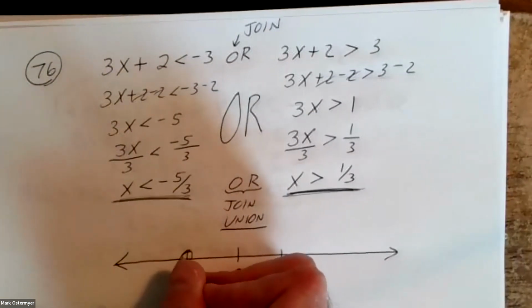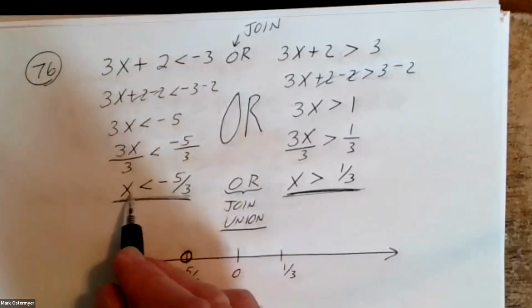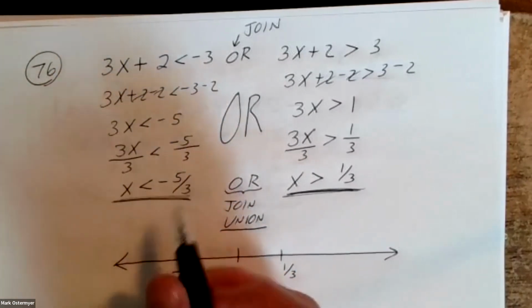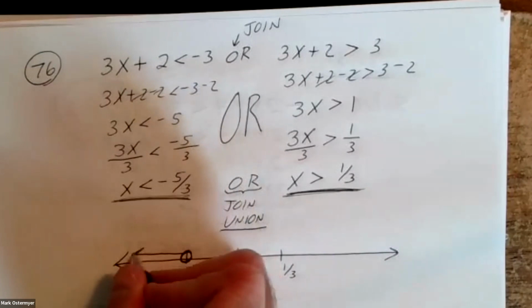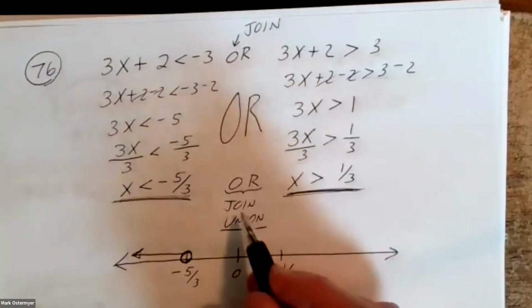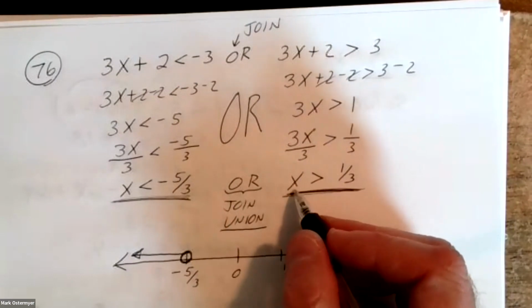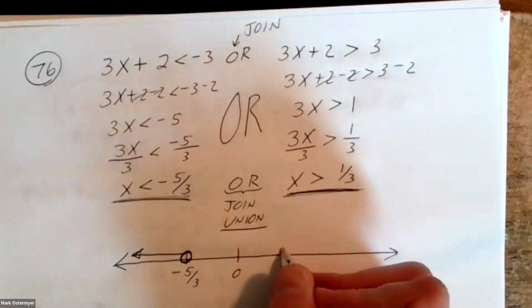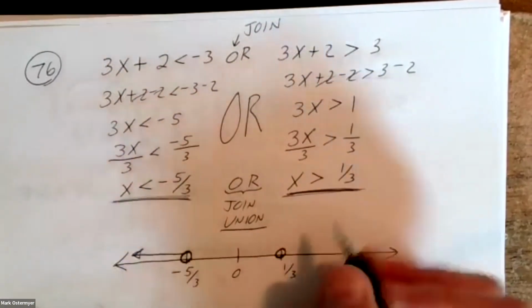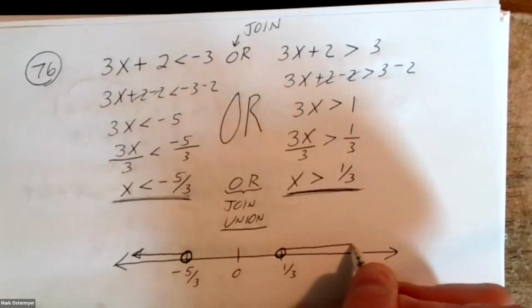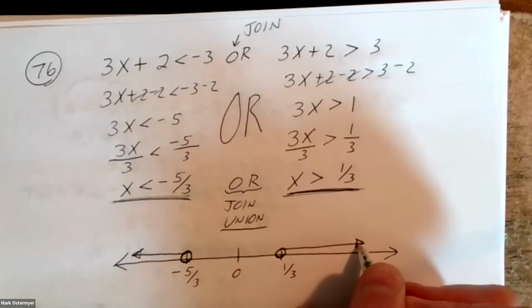So we put an open circle on -5/3 since it's not to be included in the solution set. And to encounter solutions that are less than -5/3, we shade to the left. Or, another solution could be any real number that's greater than 1/3. Open circle on 1/3, since 1/3 is not to be included in the set, and we would shade to the right to include solutions that are greater than 1/3.